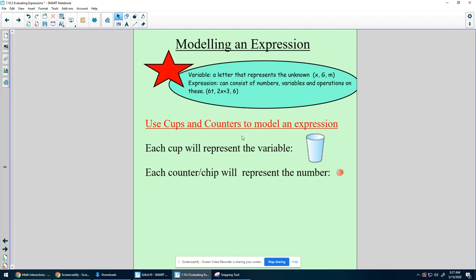All right, so with modeling, we can use cups and counters to model an expression. Each cup will represent a variable such as x, and each counter chip will represent a number. So one chip is equal to 1.